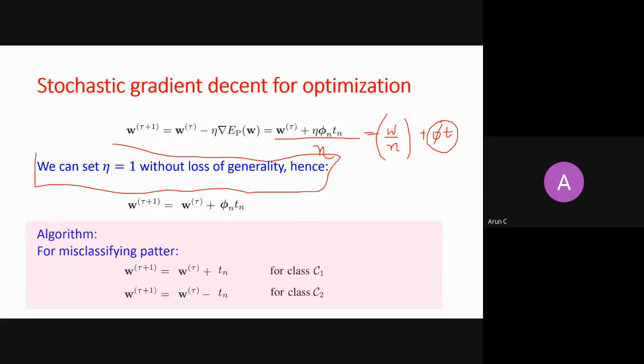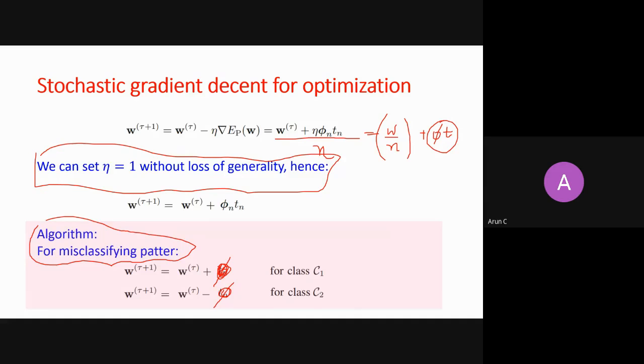Now, if I do that, then you can see this perceptron algorithm in a very classical way. I am updating only when I am misclassifying my Tn, right? Oops, I think I have just changed it. This is phi. This is a typo, I will correct it. So this is phi.